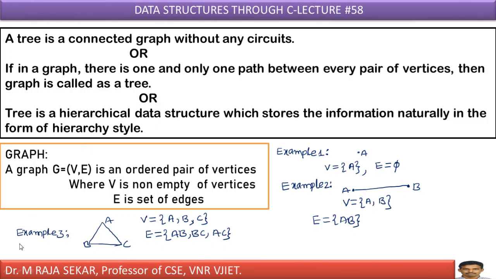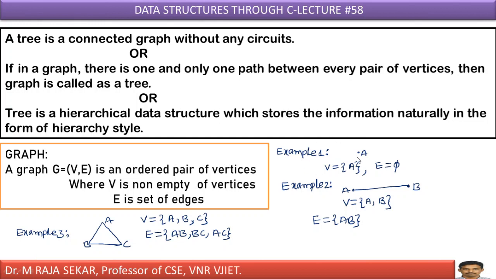Anyway, now we will try to understand what a graph is. A graph means a set of ordered pair of vertices and edges. It's an ordered pair V comma E, where V is a non-empty set of vertices and E is a set of edges. There is no restriction on E. E can be an empty set or a non-empty set.